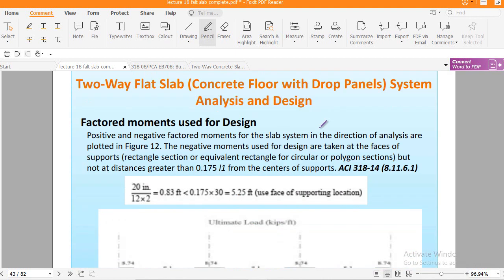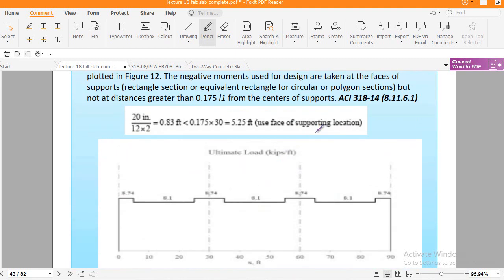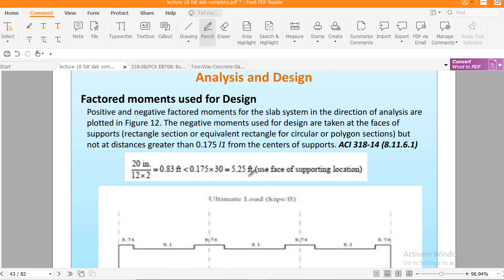Next we have to do that check, similarly as we did in lectures 1 to 10, where we considered the moment at the face of the column. So we have to consider the face moment. Positive and negative factored moments for the slab system in the direction of analysis are plotted in figure 12. The negative moments used for design are taken at the faces of support, for rectangular sections or equivalent rectangles for circular or polygon sections, but not at a distance greater than 0.175 L1. I already explained this condition.